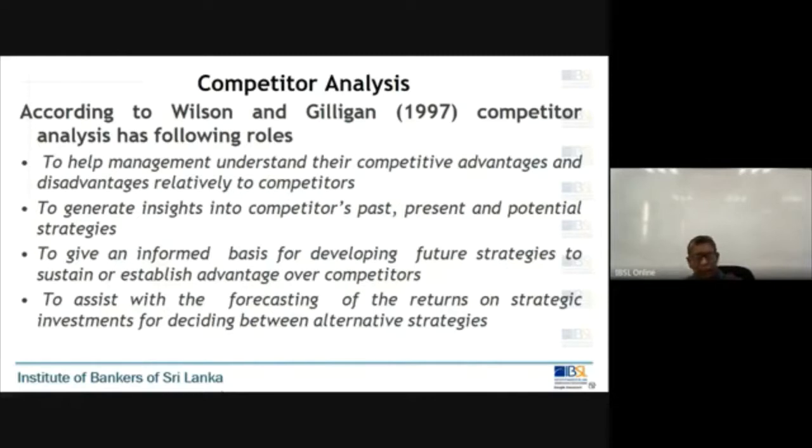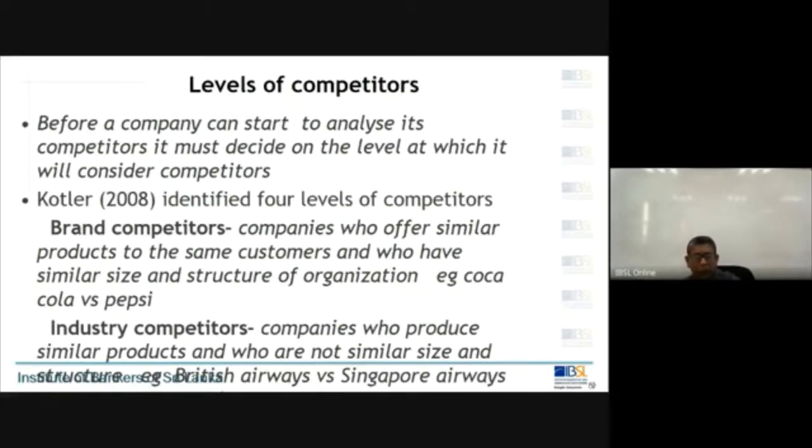Now say, for example, Commercial Bank. They may not need to look at what Standard Chartered Bank or HSBC is doing in Sri Lanka. But the Commercial Bank of Sri Lanka may look at what HNB, Sampath, Bank of Ceylon and People's Bank are doing. Right? So you need to understand that. Therefore, the level of competitors can come in different ways.